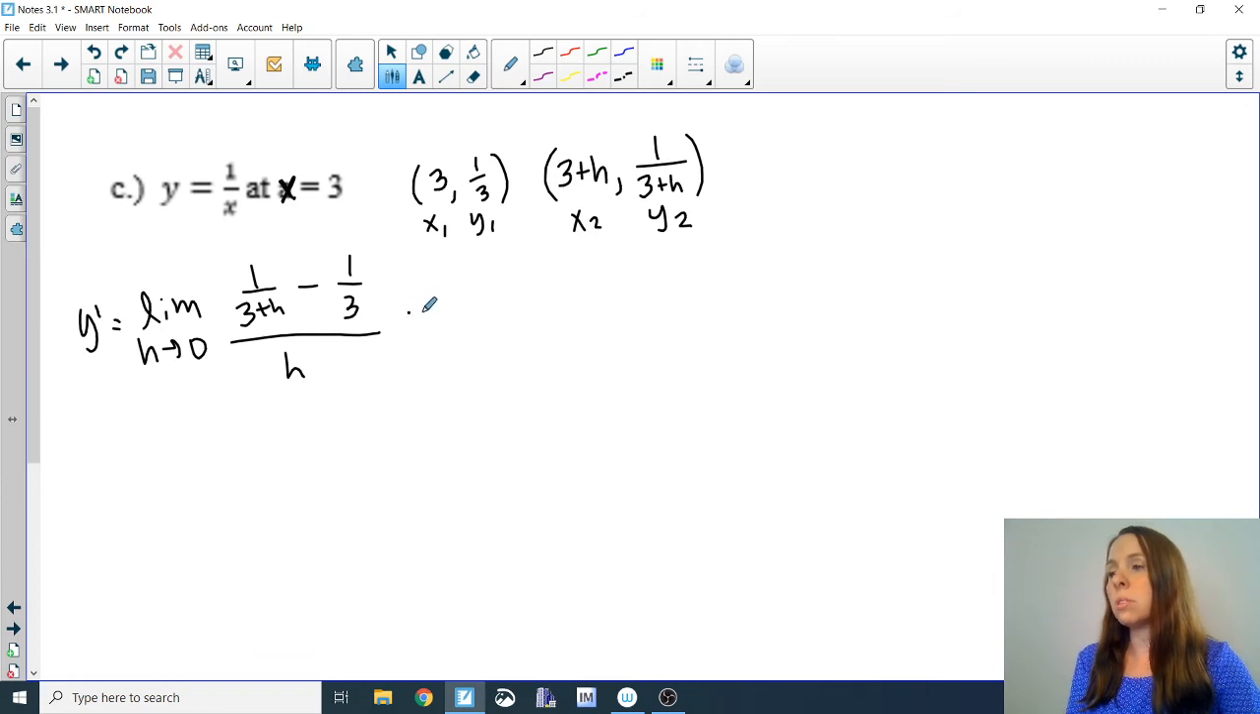There's all sorts of ways that you can work with this to get the limit evaluated. You definitely can't sub zero in right away. You will get 0 over 0.